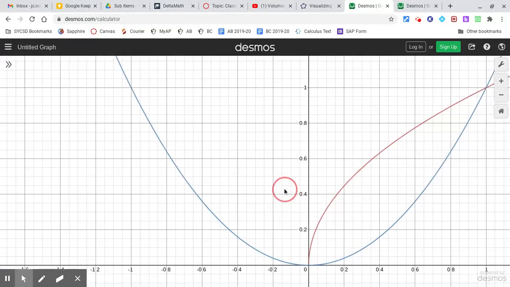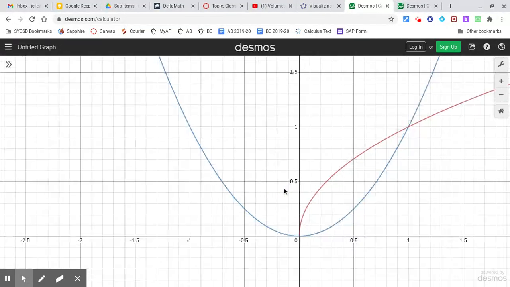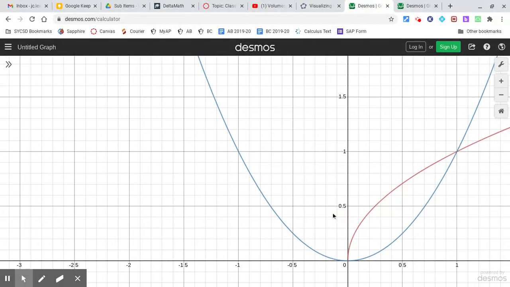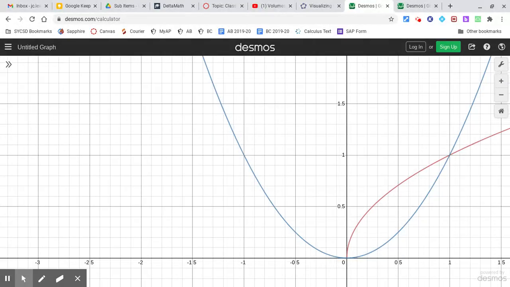Get rid of the curves and just zoom out. Maybe not that much. I'm just going to move this over to the side so we have some room to work. Let's see if we can get this going.